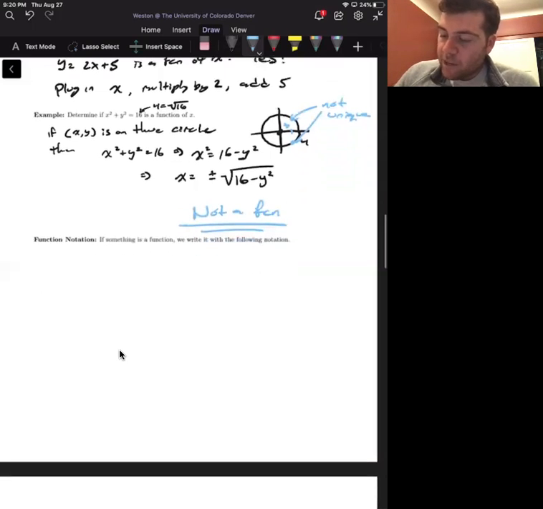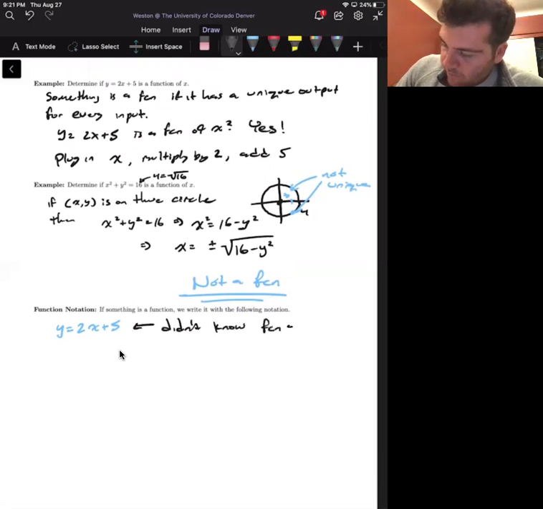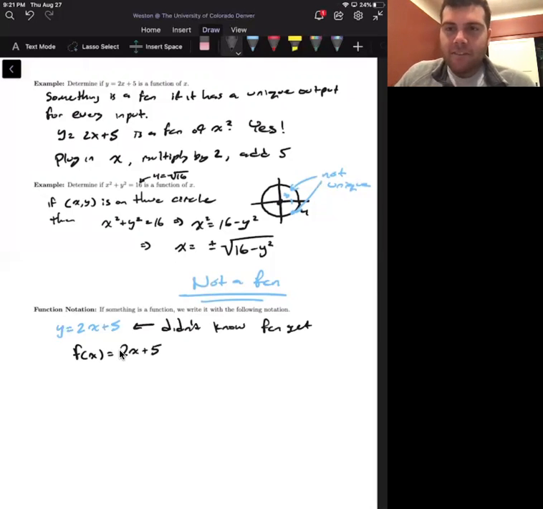And I guess we already did this above, but for 2x plus 5, before we left it as y equals 2x plus 5, that was because we didn't know it was a function yet. But once we do know it's a function, we often replace it with f of x equals 2x plus 5. So once we know it's a function, we like to introduce the f of x notation.